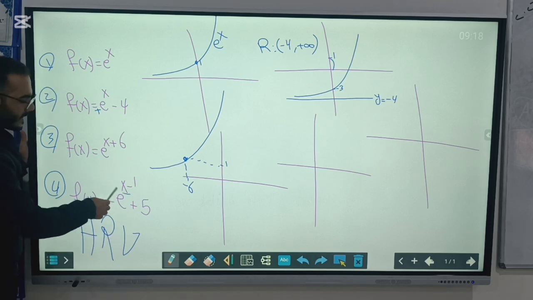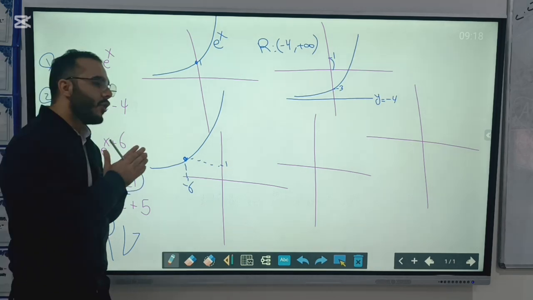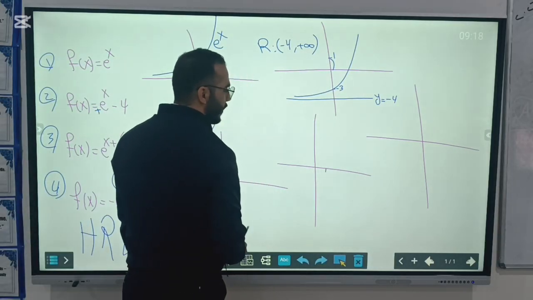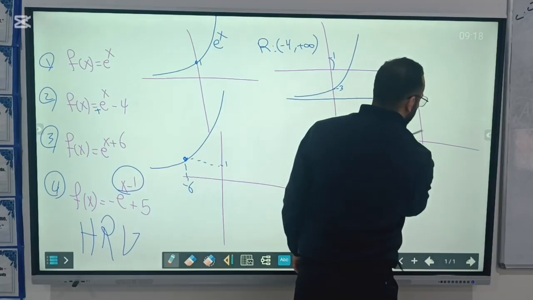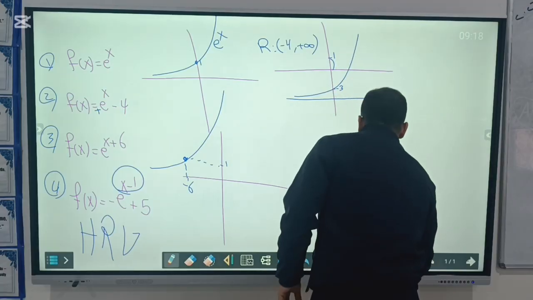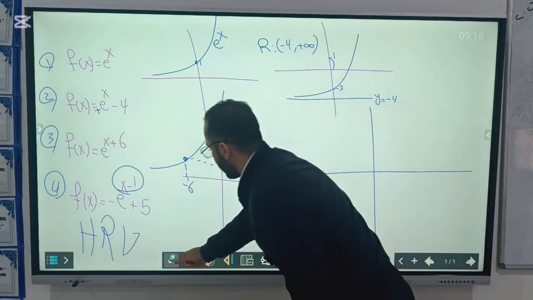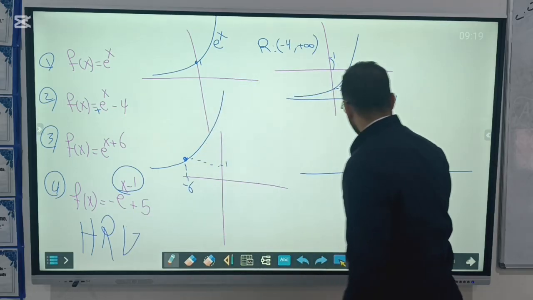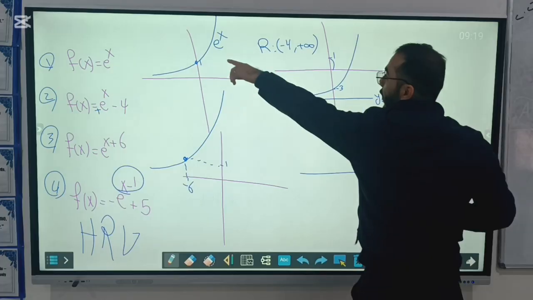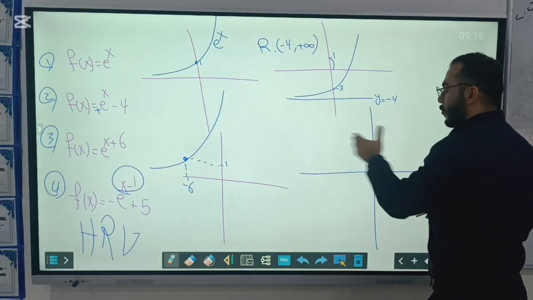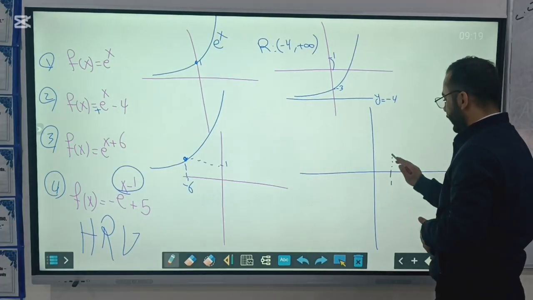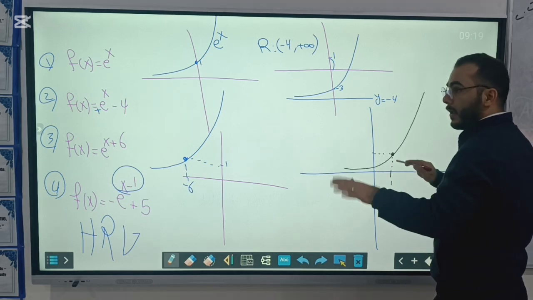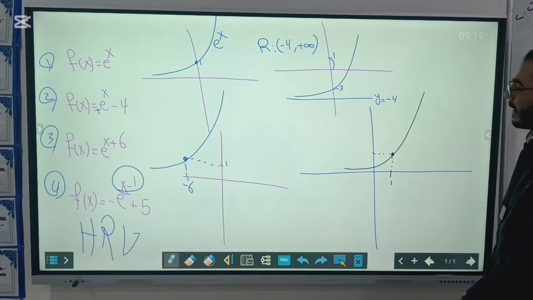So the horizontal one is x minus 1. We need to go 1 unit to the right. Why? Because it's negative. So imagine it's here. Let me just draw this one a little bit bigger. Okay, this is our coordinate plane. Let's imagine the parent function is something over there. So if you move it 1 unit to the right, so imagine here is 1. So the function would be something like this.